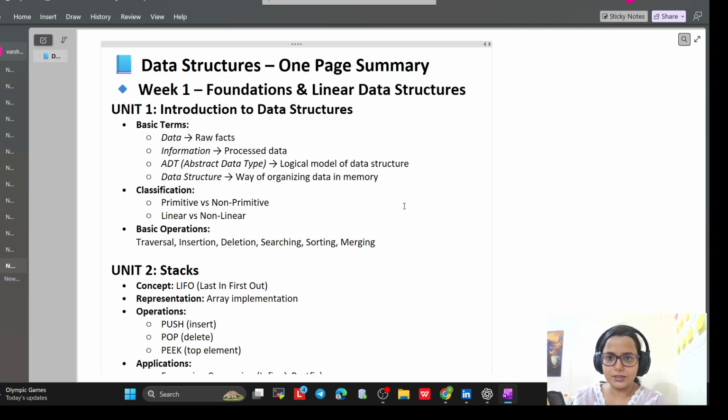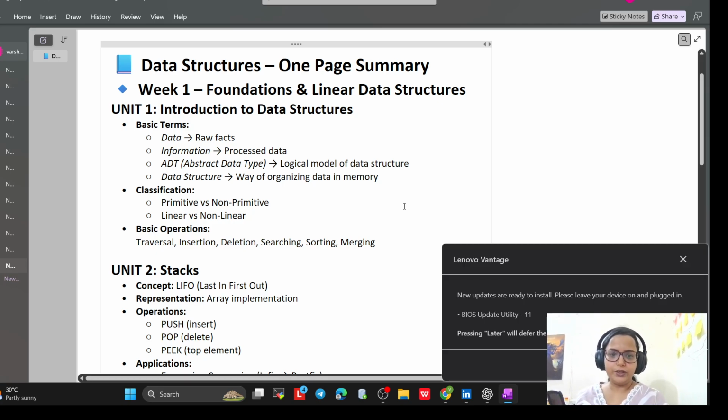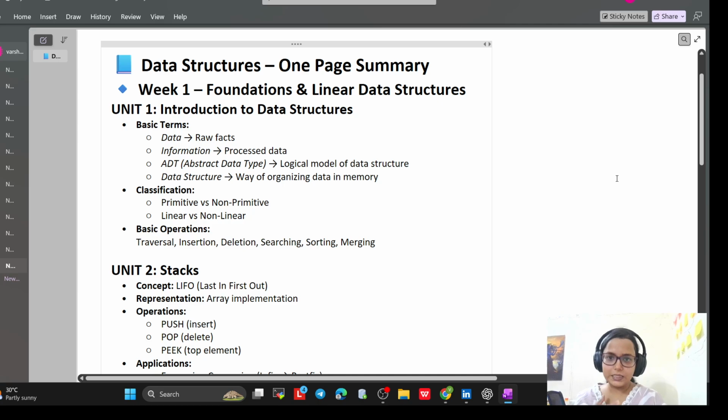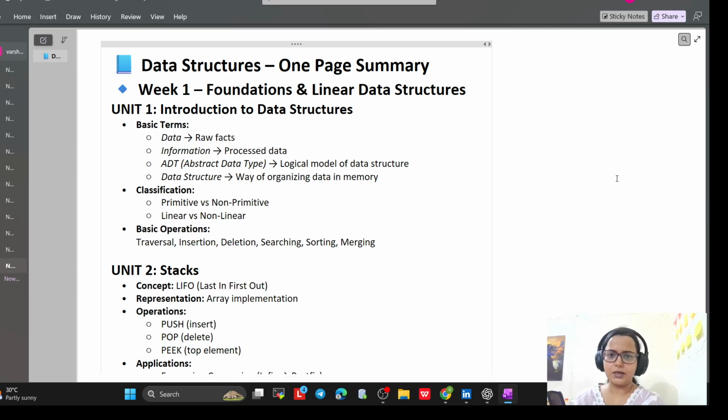One day I will discuss data structure, the second day I will discuss algorithm, or if you want, I will make two different playlists so that there will be no confusion between them. Today we are going to discuss the syllabus, what exactly we are going to cover in this topic, and the basics of data structure: what is data structure, why we need it, how we can use it, and how it will help in our day-to-day life. So without any further delay, let's start.